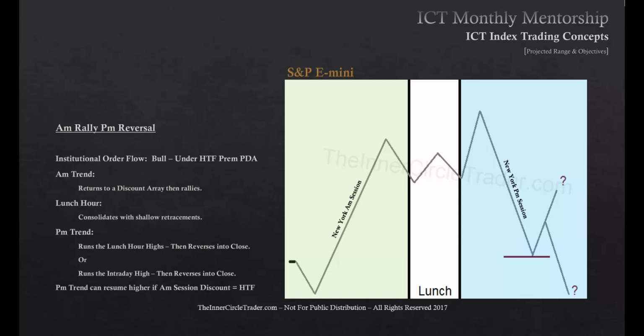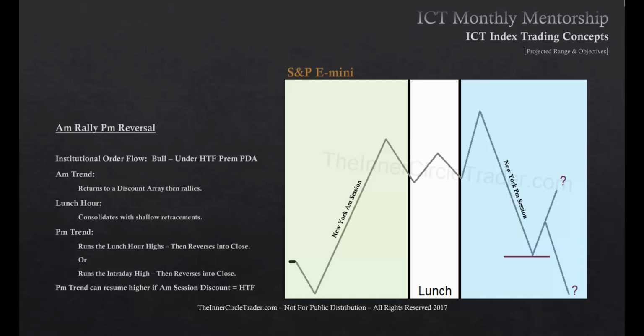And the PM trend can resume higher if the AM session discount array that it rallied off of equals a higher time frame discount array. So we could see it recapitalize that same level once it trades down to it in the PM session. They can recapitalize that discount array and send it higher.